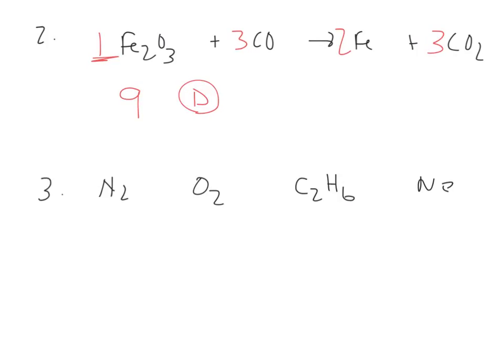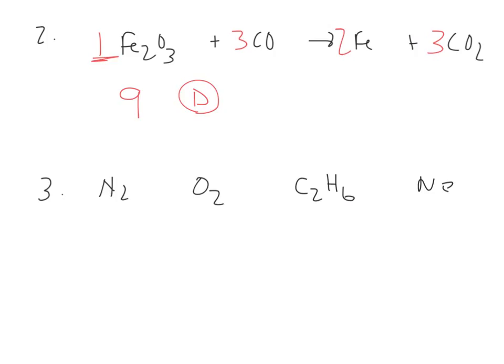Question number 3 says 4 identical containers under the same conditions are filled with gases as shown below. Which container contents will have the highest mass? So really, you're looking for which one has the greatest molar mass, because this goes back to Avogadro's idea that equal volumes under equal conditions will contain the same number of particles. So which one has the heaviest particles?